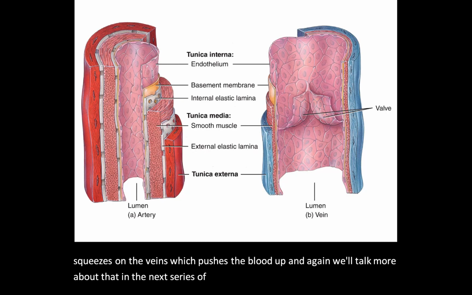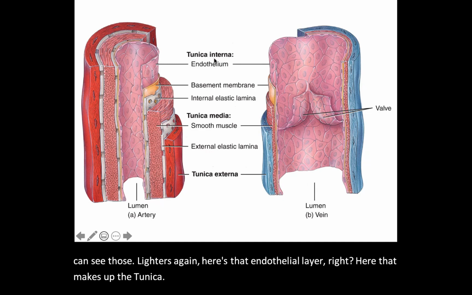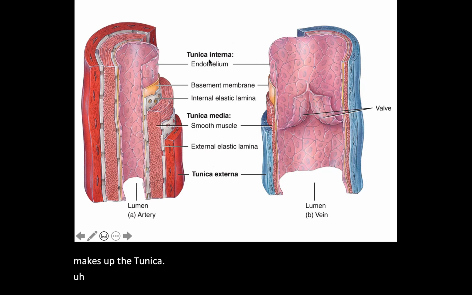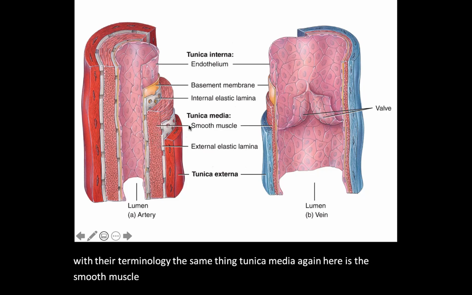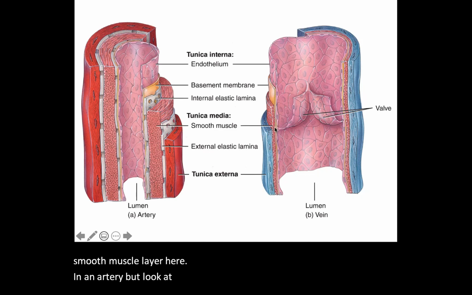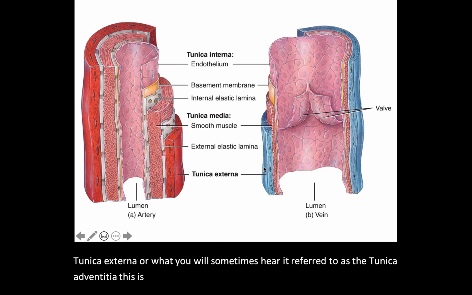But you can see here those layers. All right, again, here's that endothelial layer that makes up the tunica intima, or the tunica interna. Sometimes textbooks are a little bit different with their terminology. It's the same thing. Tunica media, again, here is the smooth muscle layer in an artery, but look at it in the vein. Again, it's greatly reduced. And then the tunica externa, or what you will sometimes hear referred to as the tunica adventitia. This is connective tissue. Fairly similar between the two.